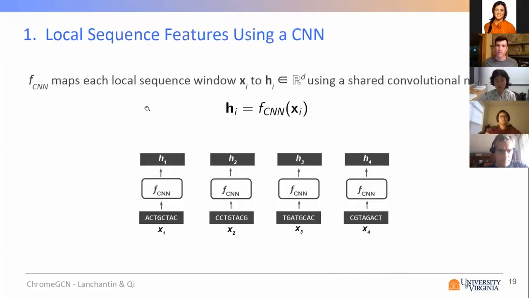So the first module is extracting local sequence features using a convolutional neural network. So this module F_CNN maps each local sequence window Xi to a vector that we call Hi of dimension D using a shared convolutional neural network. So this is done for each window independently of one another, which for each window, it takes in the sequence and outputs a vector representation that encodes that sequence information.